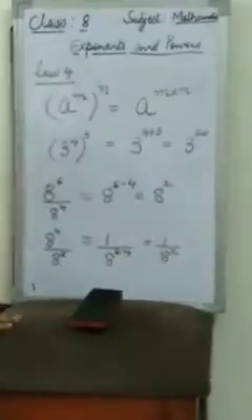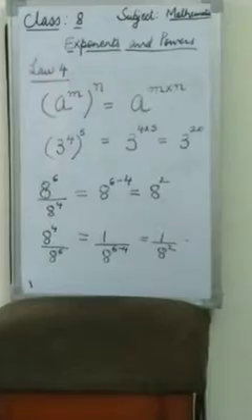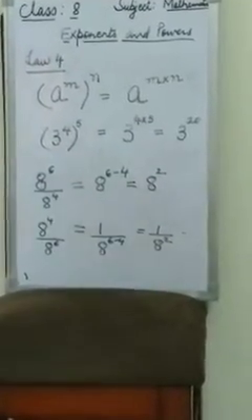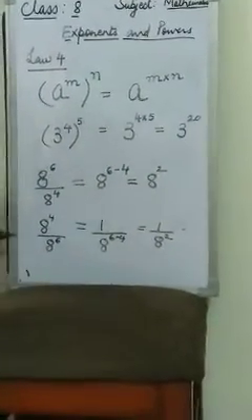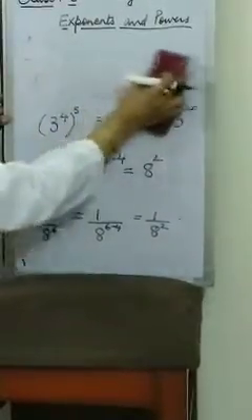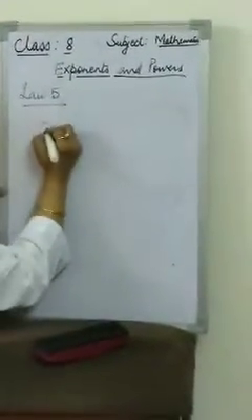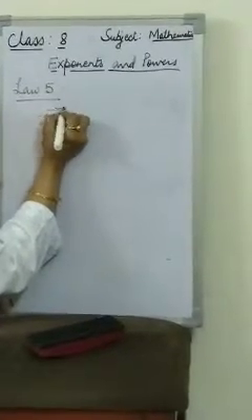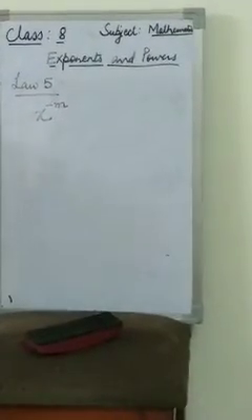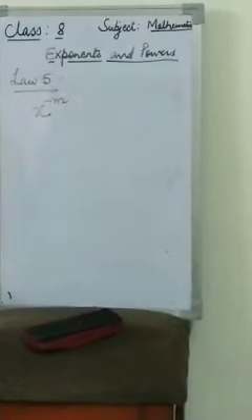Got it, everybody? Then we come to the next law, that is the fifth law, the conversion of negative index to positive index. In law number 5, we study how to convert a negative index to a positive index. We have x to the power minus n. As we cannot leave the index negative, we need to convert it into a positive index.